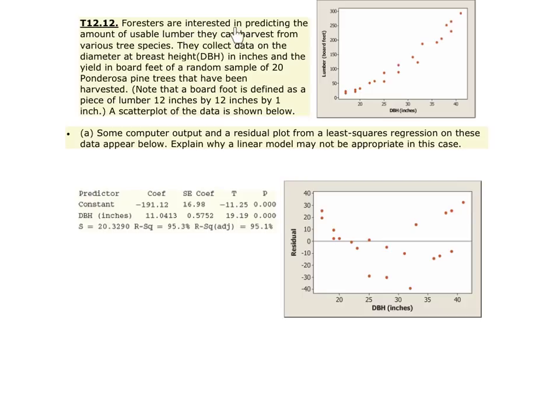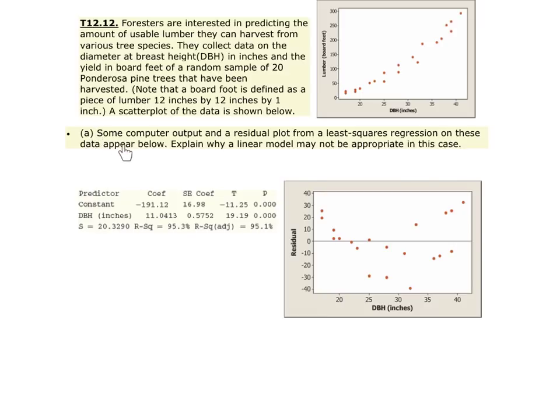12. Foresters are interested in predicting the amount of usable lumber they can harvest from various tree species. They collect data on the diameter at breast height, which is DBH, in inches, and yield in board feet of a random sample of 20 ponderosa pine trees that have been harvested. Note that a board foot is defined as a piece of lumber 12 inches by 12 inches by 1 inch. Okay. Scatter plot is right here, so we are seeing the data, the breast height of the data, and then the amount of boards that were coming from those various elements that we chose from those trees.